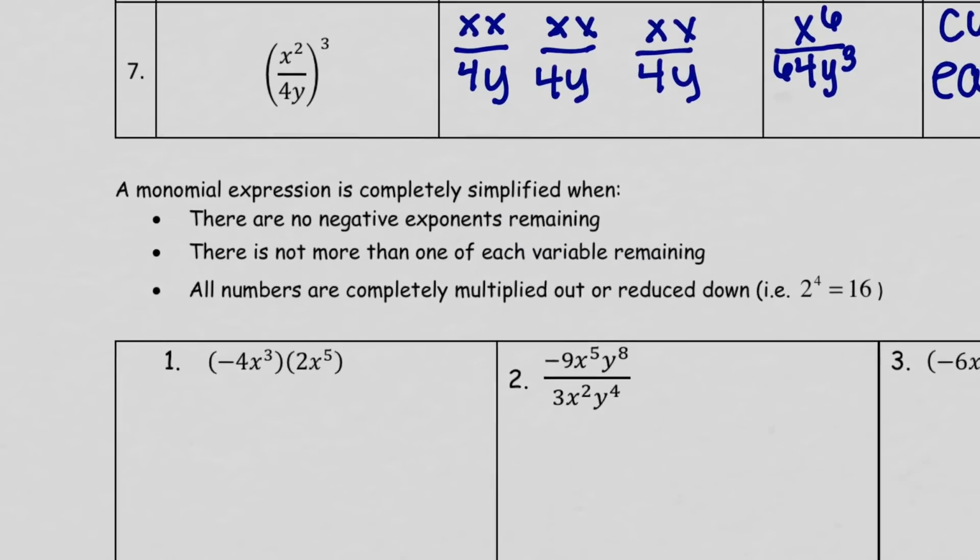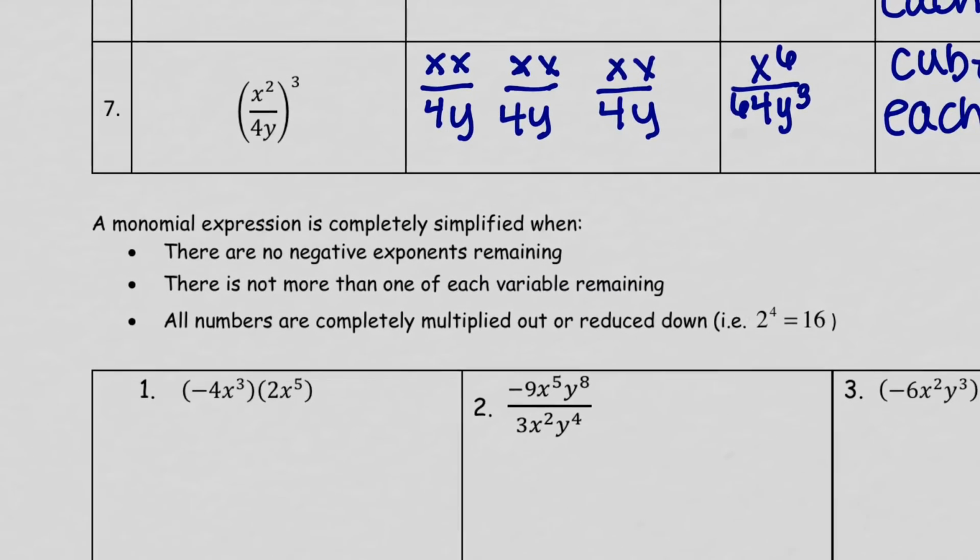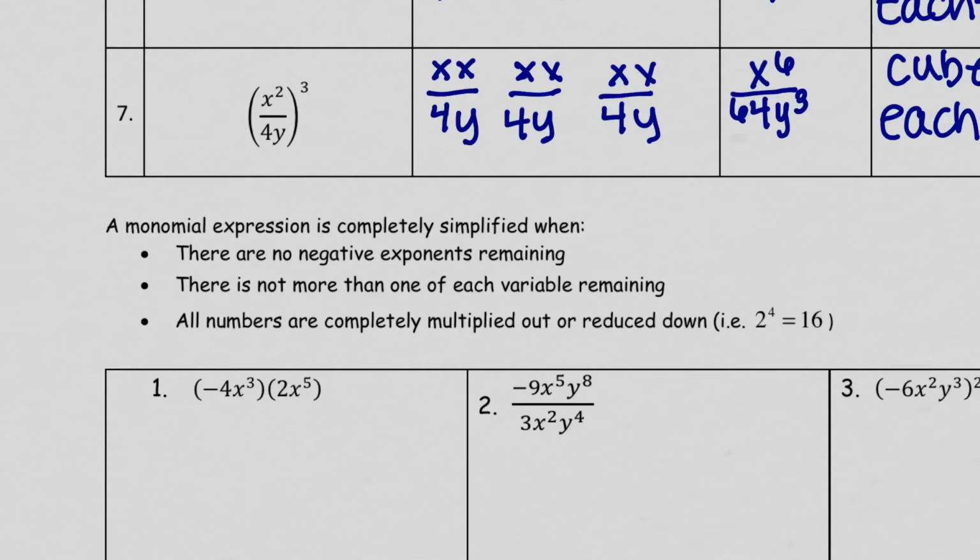Okay, so now that we've done that, how do we know when we're done? How do we know when we're finished? What we're going to do is follow these 3 basic rules of thumb. When you are finished, there will be no negative exponents. So all of your exponents are going to be positive. You will have moved them to the top or the bottom according to whatever needed to happen. There's not more than one of each variable.